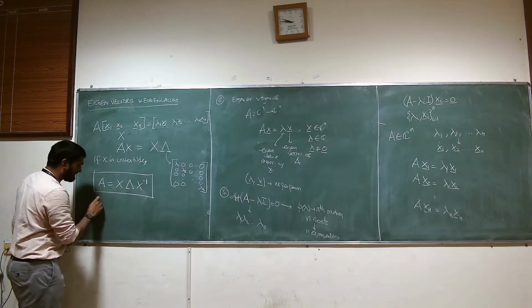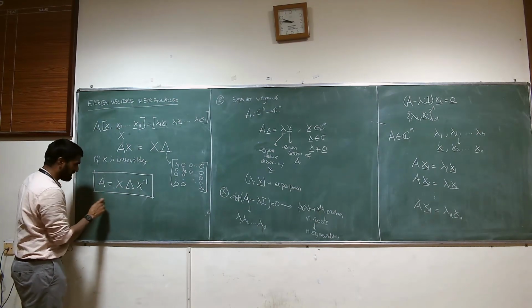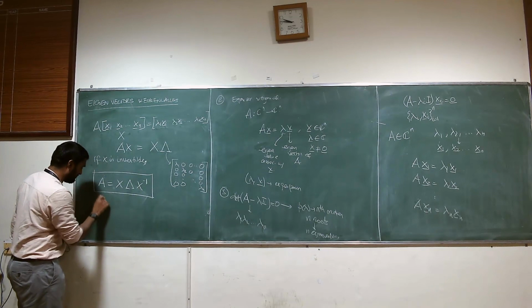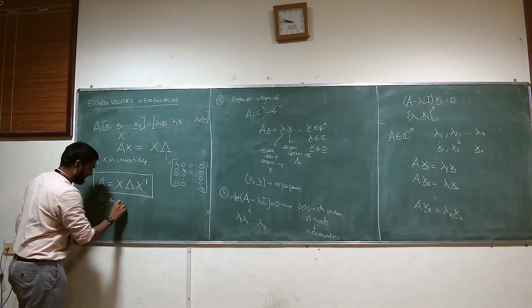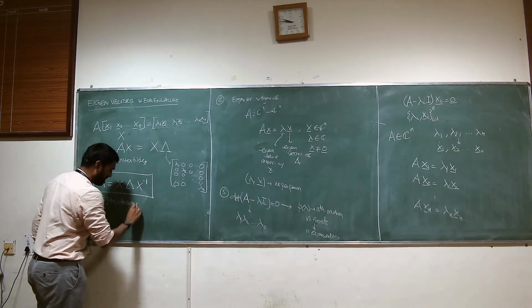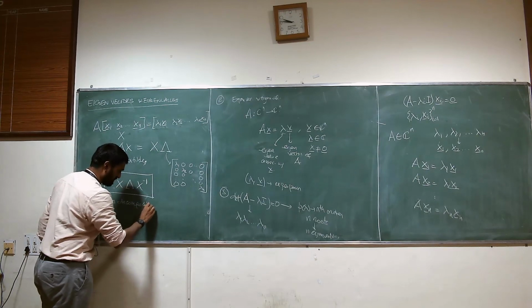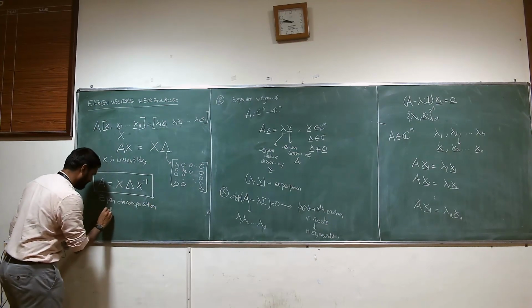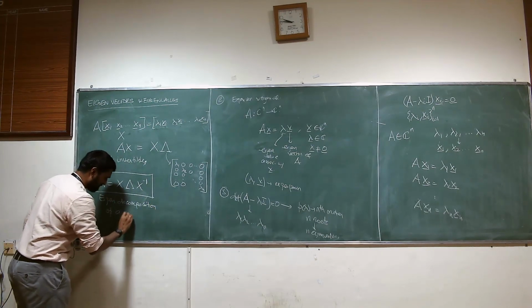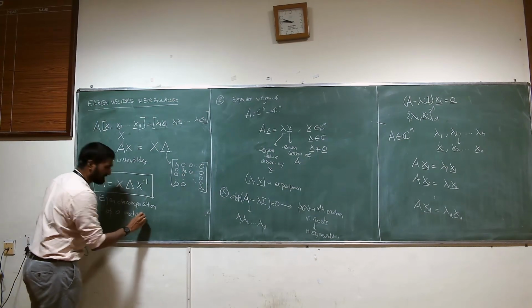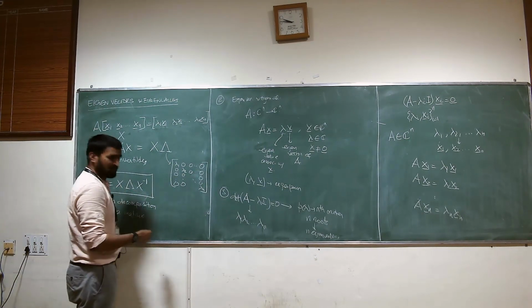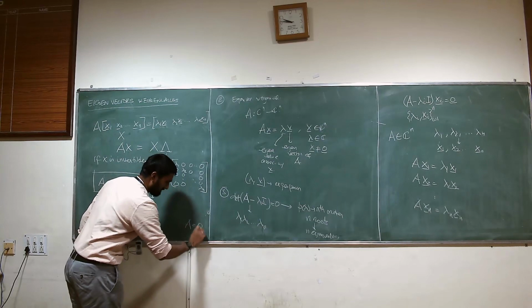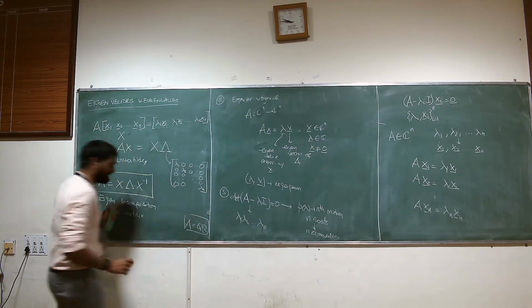This is the second matrix decomposition that we see in this class, which is called the eigendecomposition. What is the first one we saw? QR. We saw A equals QR. This is the second one.